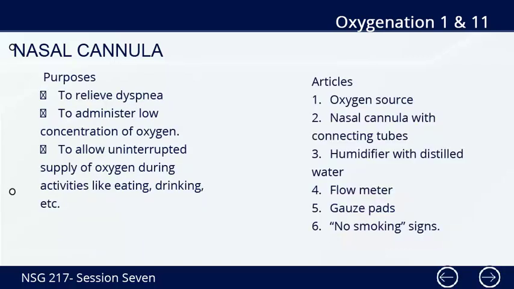Purposes: to relieve dyspnea, to administer low concentration of oxygen, to allow uninterrupted supply of oxygen during activities like eating, drinking, etc. Articles needed: number 1, oxygen source; number 2, nasal cannula with connecting tubes; number 3, humidifier with distilled water; number 4, flow meter; number 5, gauze pads; and number 6, no smoking sign.